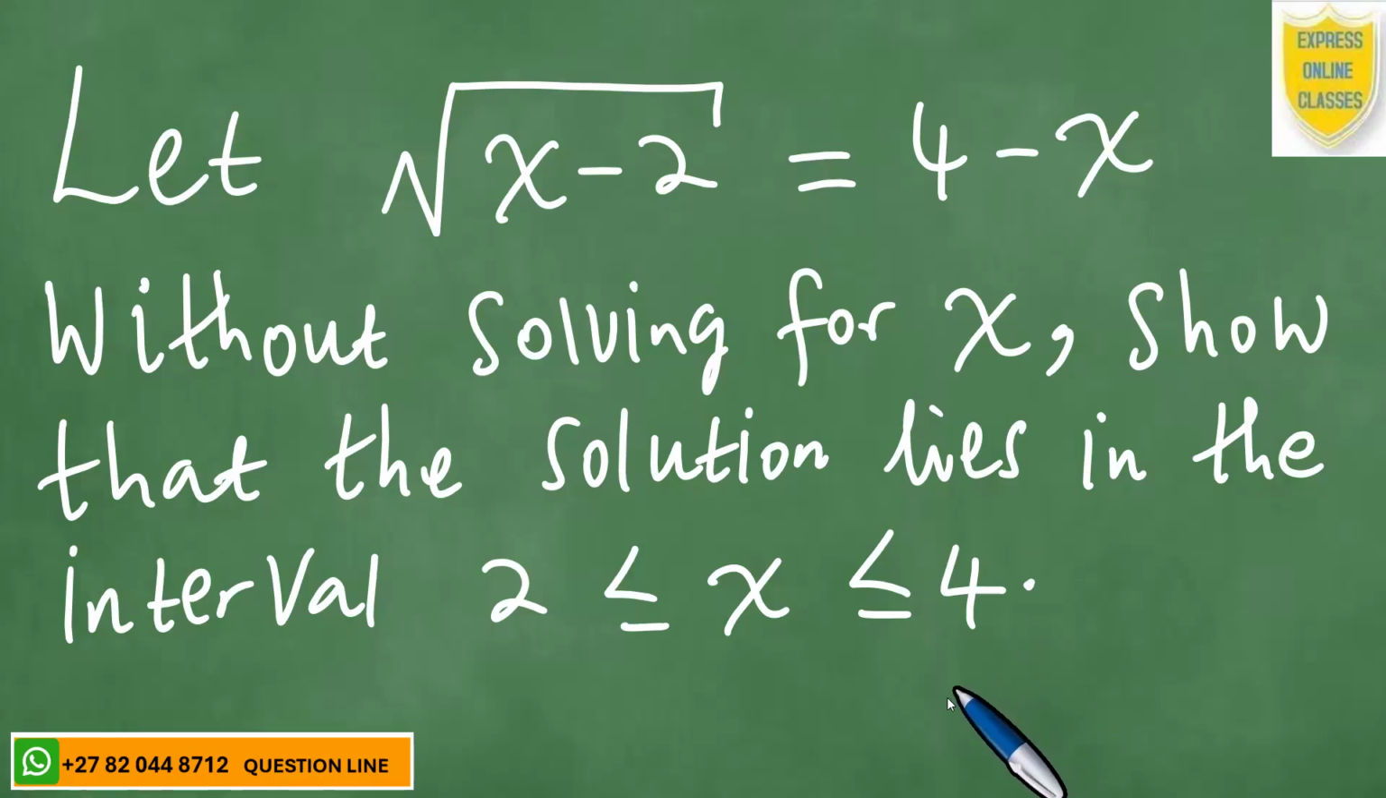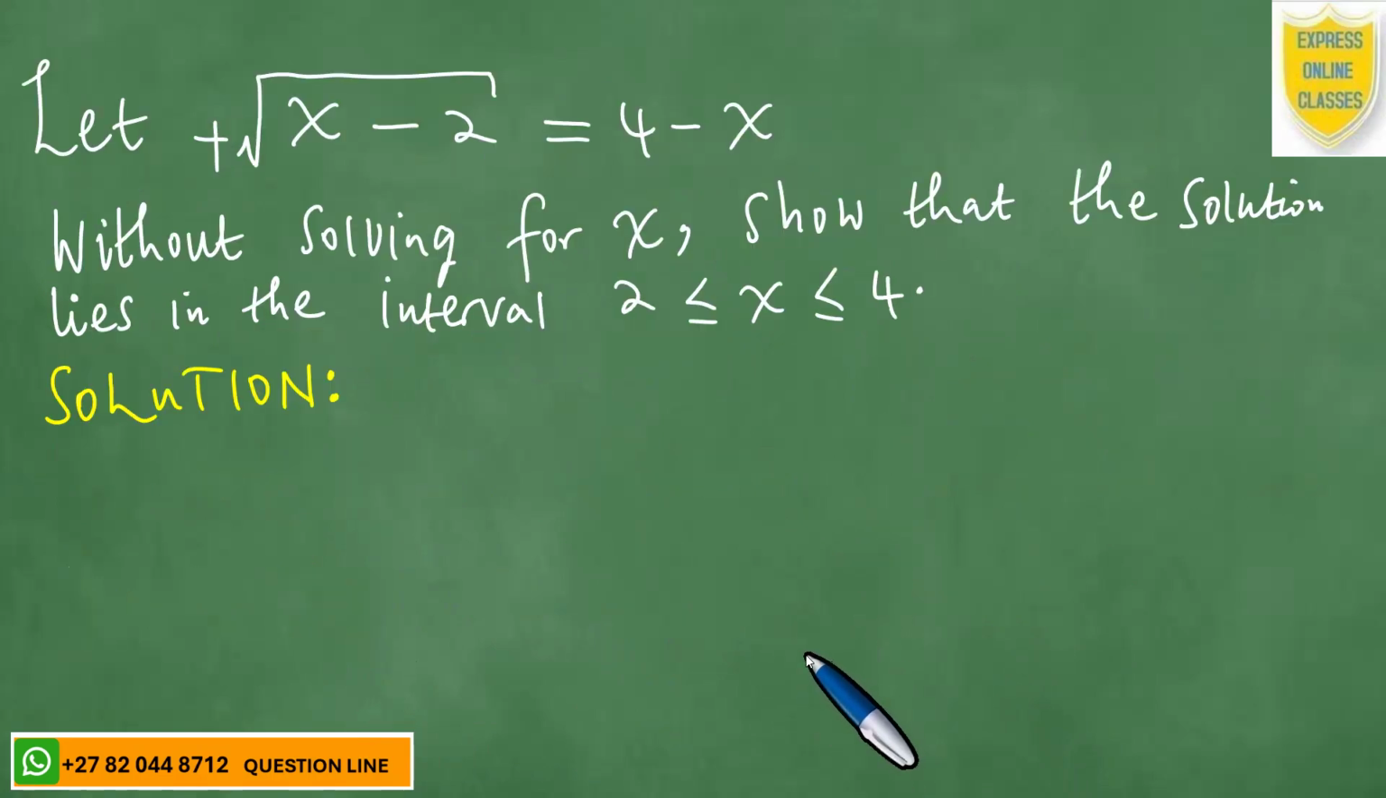In this lesson, we shall solve this mathematics question in front of us. We let the square root of x minus 2 be equal to 4 minus x. Without solving for x, show that the solution lies in the interval 2 less than or equal to x less than or equal to 4. And we solve this question step by step as follows.